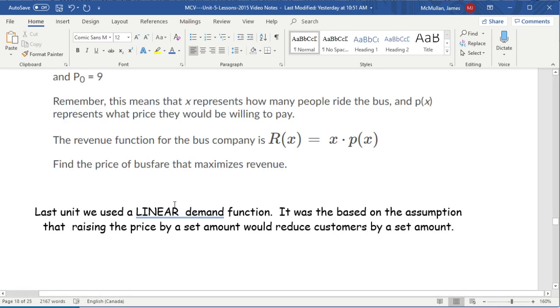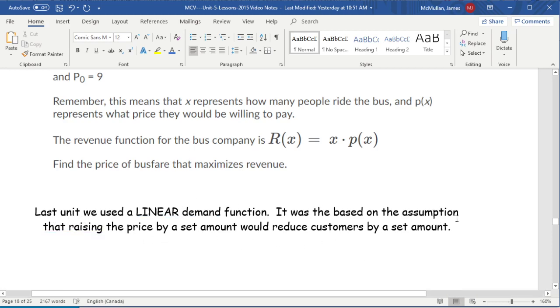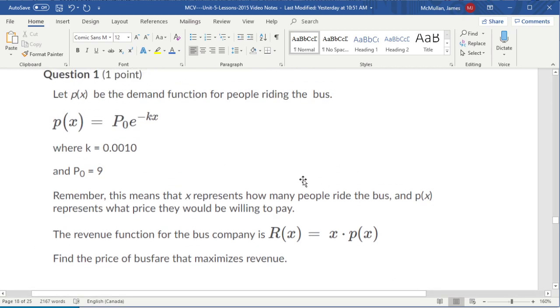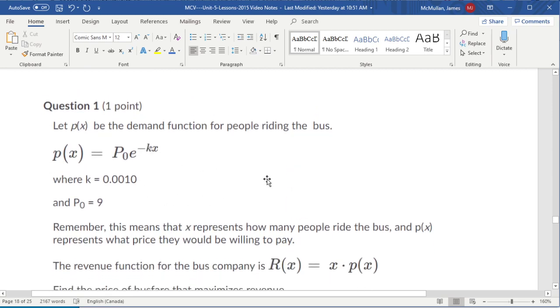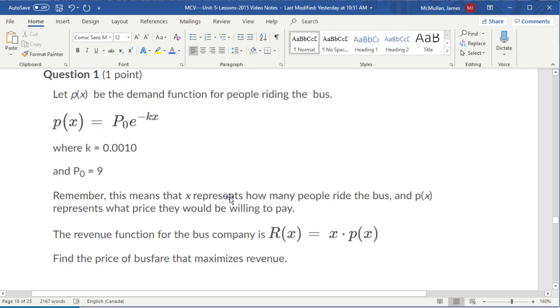But of course, this assumption is really not the best in terms of real life applicability, because more likely, if you raise the price by a certain amount, you are going to reduce the customers by a percentage. So for example, if I raise my price by $1 or $5 or whatever, it might be more realistic to say I'm going to lose a certain percentage of my customers, as opposed to just losing the same amount all the time.